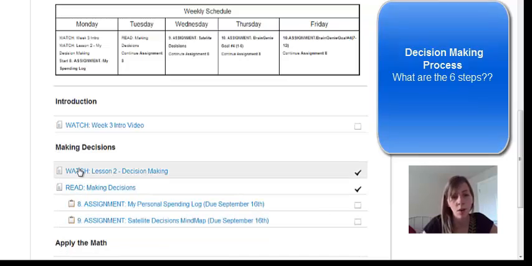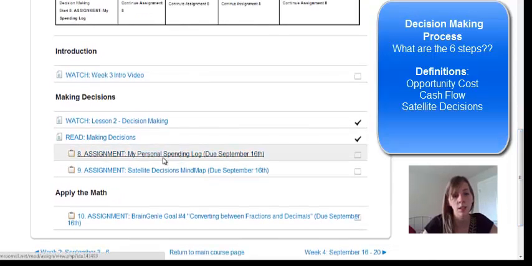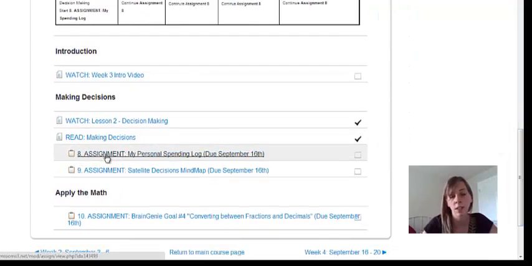Also, you learned about what opportunity cost is, and cash flow, and what satellite decisions are. Then we had a couple assignments that talked about those different things. First of all, you had your assignment 8, which was your personal spending log, where you kept track of your income and your expenses for each day from last week. Hopefully that helped you see the decisions that you're making with your money, and maybe it can give you an idea of how much money you can be saving realistically towards your goals that you made back in week 2.